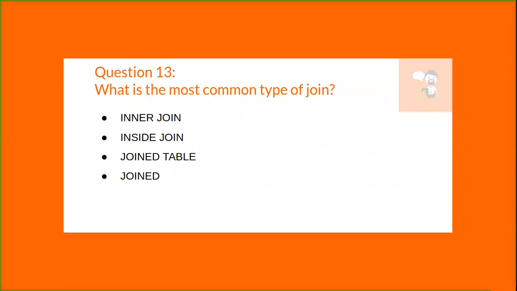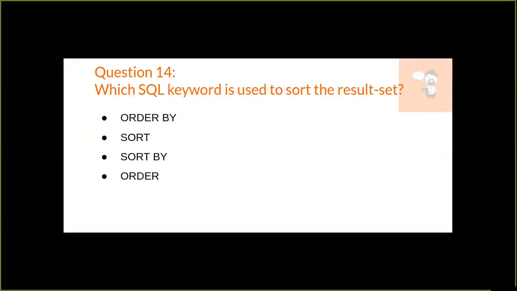The next question is, what is the most common type of join? And your options are: inner join, inside join, join table, joined. The next question is, which SQL keyword is used to sort the result set? Let me repeat. Which SQL keyword is used to sort the result set? And your options are: order by, sort, sort by, order. Kindly note down the option you feel is correct.